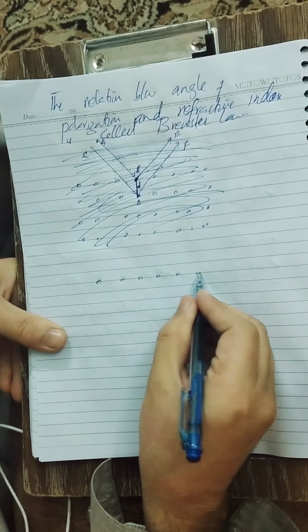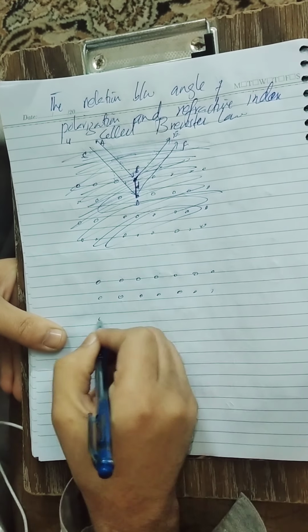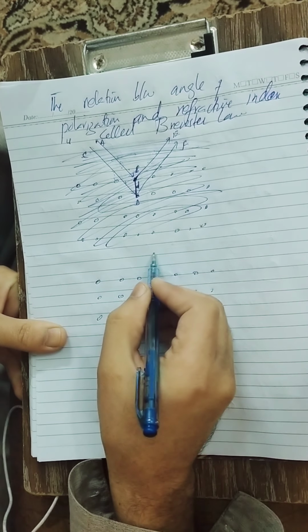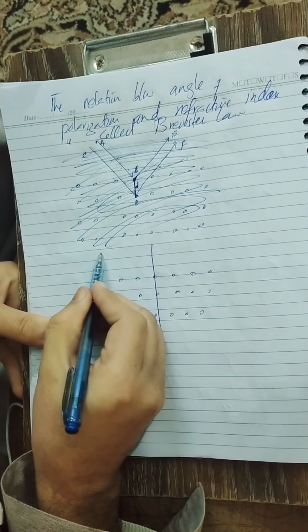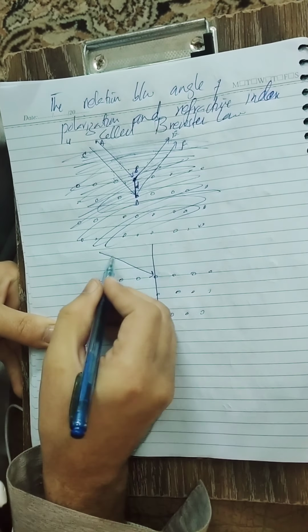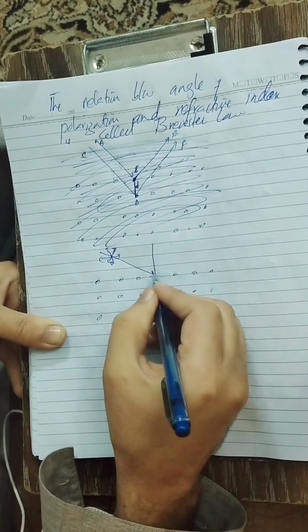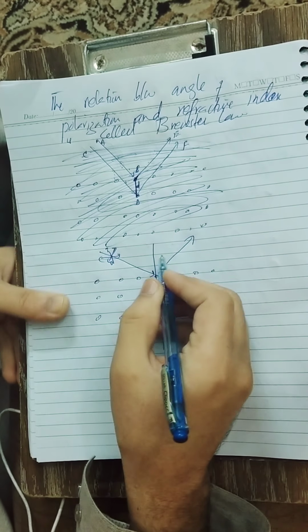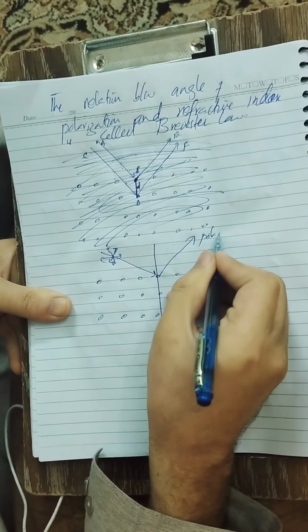So this is the molecule of crystal. Okay, so this is the normal line. Whenever the X-ray comes, this is non-polarized light, meaning it has many vibrations. So this is the reflected ray. This is the reflected ray, or this is called the polarized ray.